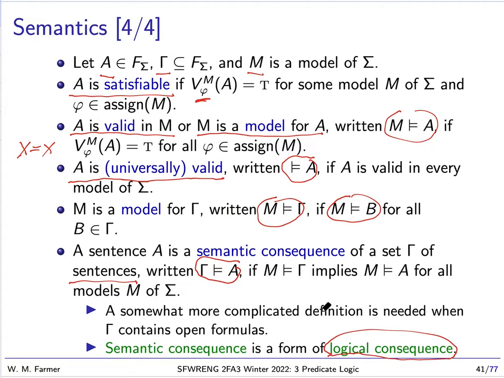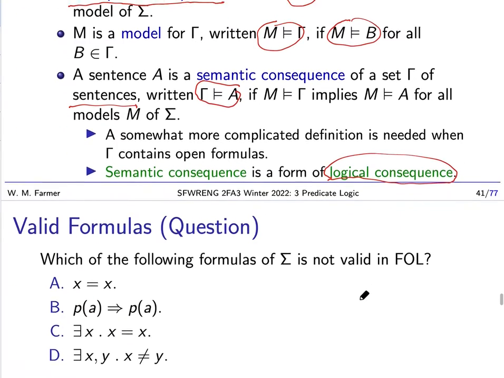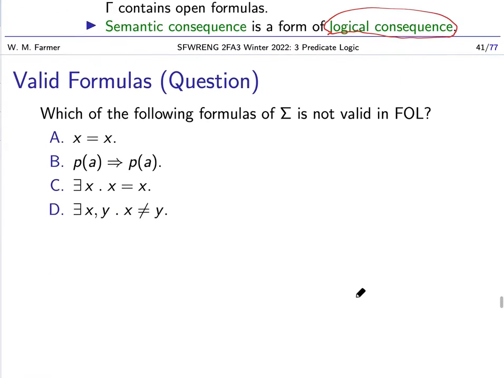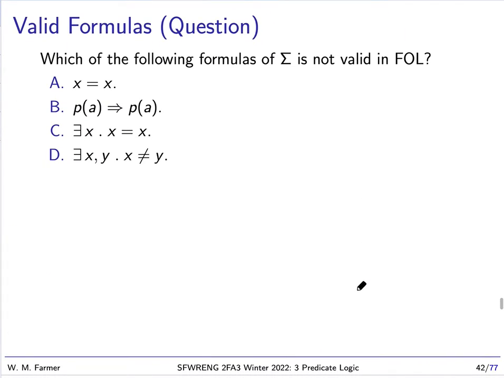And usually when people talk about semantic consequence, most often they're talking about semantic consequence of a set of sentences. But there's another definition that works for formulas. Okay, so here's a question for you. Which of the following formulas is not valid in FOL? So remember, valid means it's basically going to be true.